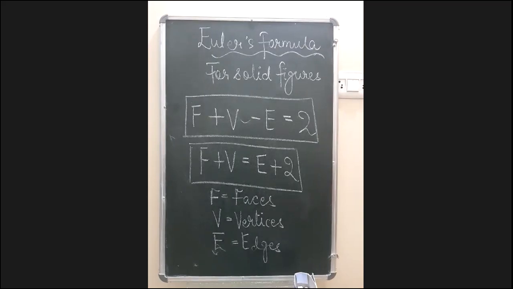ठीक है, तो हर सॉलिड शेप के लिए यूलर ने एक फॉर्मूला दिया जो कि हर 3D फिगर के लिए एकदम सही है. दैट इज F plus V minus E is equal to 2. So I was discussing here that F plus V minus E is equal to 2, which is the formula for Euler's. And remember, F represents faces, V represents vertices, and E represents edges.